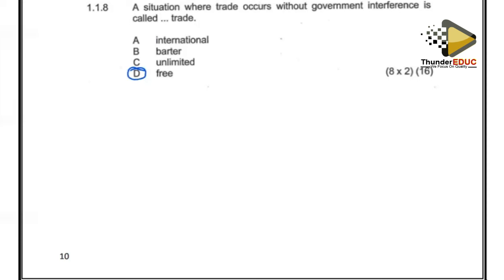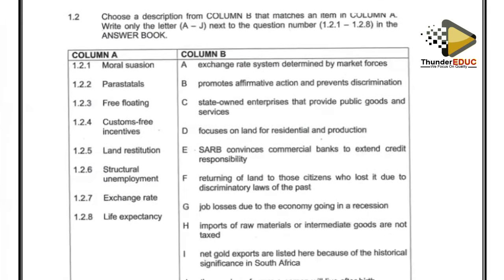Okay, right. So now let's move on to the next question. We have 1.2.1. On 1.2.1, we have moral suasion. The appropriate answer is the South African Reserve Bank convinces commercial banks to extend credit responsibly, meaning our appropriate answer in this regard is E.